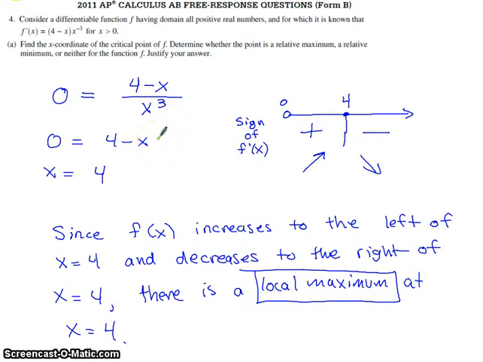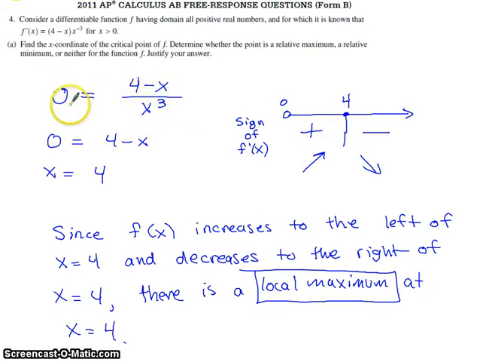So a critical number would either be a place where the derivative is undefined or a place where the derivative is equal to 0. If you think about this derivative, it is undefined when x equals 0, but that's not in the domain of the function, so we don't really have to worry about that. So we really only need to worry about when this derivative equals 0, and setting the derivative equal to 0, like I have here, is going to give us the result.